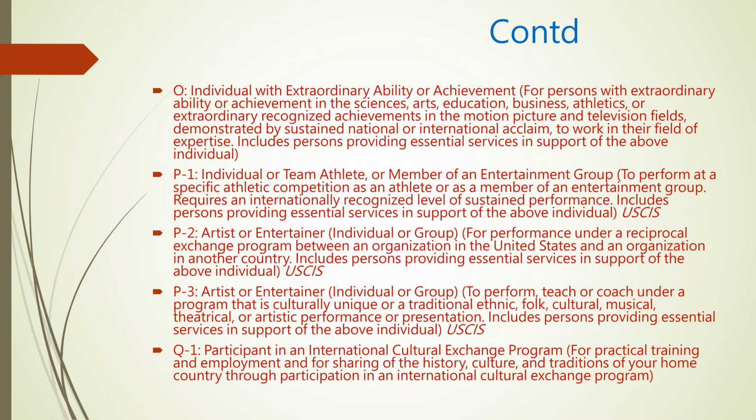For persons with extraordinary ability or achievement in science, for example, you are a scientist working on some big scientific research in a pharmaceutical company, doing some kind of big research in cancer. Or in science, arts, education, business, athletics, or extraordinary recognized achievement in the motion picture, for example, you are a film actor, Shah Rukh Khan. Television fields, some television actors. So you have to prove you are one of those special people and you are willing to come to US. It's a non-immigrant visa. You are not planning to come here and stay here for lifelong, right? You are planning to come to US for some time, but you can work here legally. That is the O visa. It's a job visa, but it's a non-immigrant visa, right?